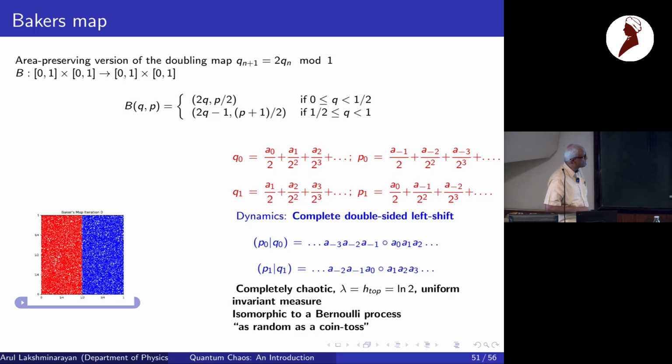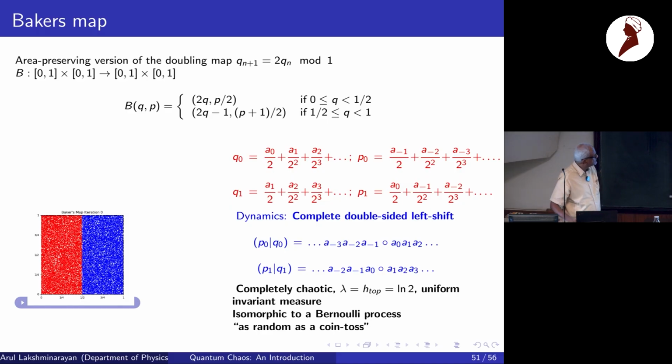It's completely chaotic. Its Lyapunov exponent is log 2, topological entropy is log 2. There's a uniform invariant measure, and it has been shown rigorously that it's isomorphic to a Bernoulli process. Therefore, you can say safely that this is a deterministic system whose stochastic properties are as random as a coin toss, rigorously. If you have a fair coin which you're tossing, you get a sequence of heads and tails, and you can map any random sequence to an orbit. There's a one-to-one correspondence between an orbit and a random sequence of coins.